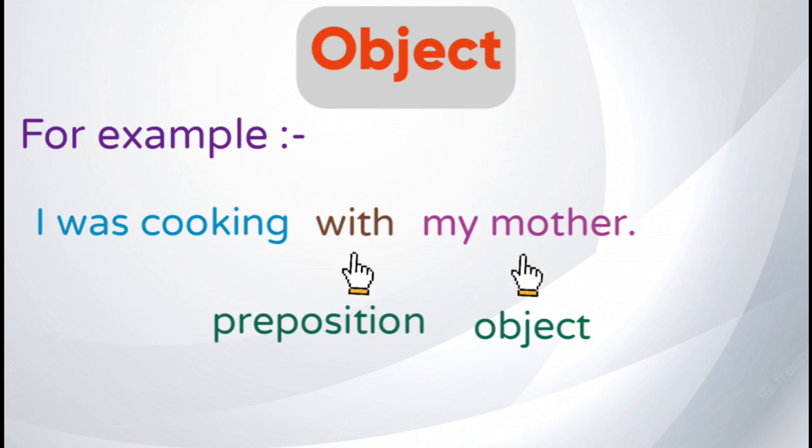I was cooking with my mother. Here, the object is my mother. It is a noun acted upon by the preposition with. If you ask the question, I was cooking with whom? The answer is my mother. So my mother is the object here.